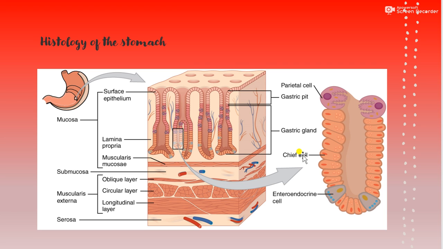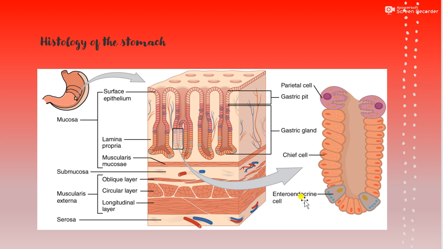Now we see the fourth type of secretory cell, that is the enteroendocrine cell. This enteroendocrine cell found in the gastric gland secretes various hormones. Then what type of hormone? That is gastrin, then histamine, then serotonin, somatostatin. All these hormones are secreted by the enteroendocrine cell.